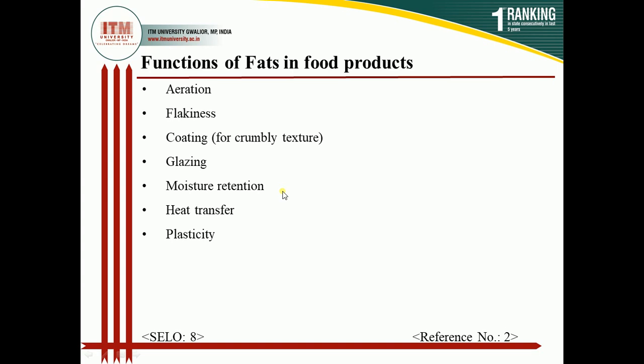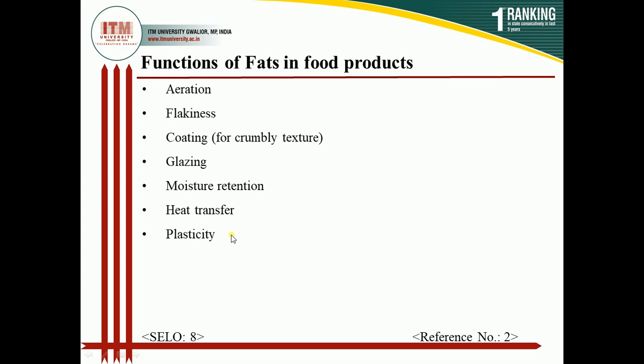Heat transfer: in a deep frying process, the food is completely surrounded by the frying fat, which acts as an efficient heat transfer medium. When we have to deep fry, we basically use fats such as ghee, butter, etc. So in this process the heat transfer medium is suitable.